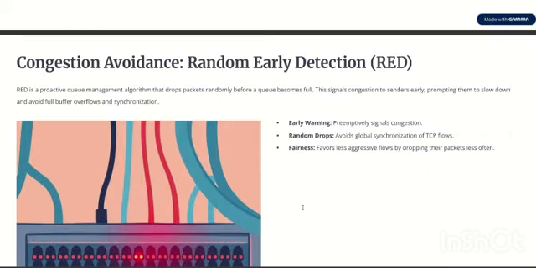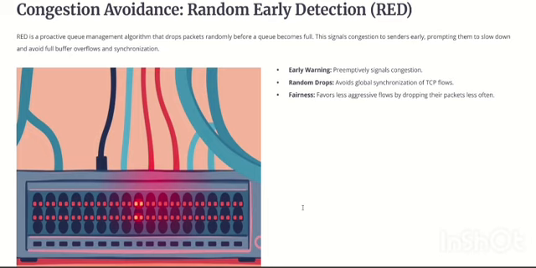Next we see about RED. RED is called Random Early Detection. RED periodically drops packets before the queue is full, signaling senders to reduce their speed. This method helps avoid global synchronization and improves overall performance.